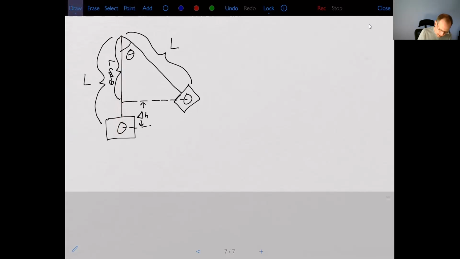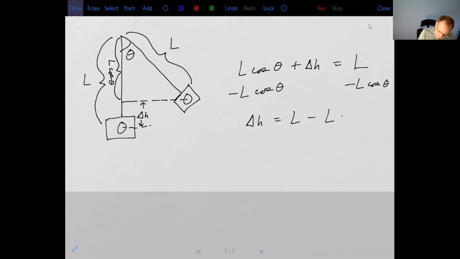Here, let me write it out in steps. So I have L cosine theta plus delta H. That's got to equal the total length of the pendulum. So now let me solve this for delta H. I'll subtract L cosine theta from both sides. So I have delta H is equal to L minus L cosine theta. And then of course you could factor out the L. So if I take out L, I'm going to be left with 1 minus cosine theta.